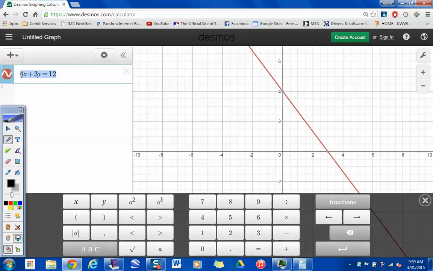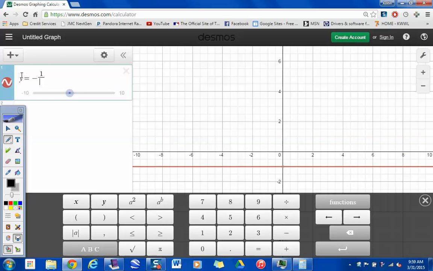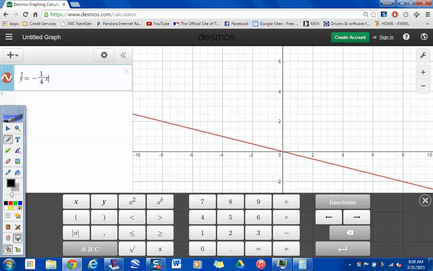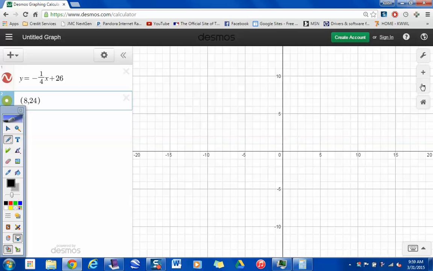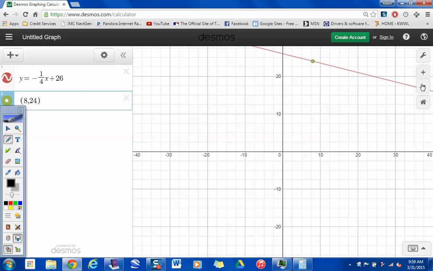What was the equation we came up with? Y equals -1/4 x plus 26. Through which point, Brianna? 8, 24? Yeah. If I've done this correctly, shouldn't that point lie on the line? Well, I don't see anything, so you'll have to zoom out a bit, won't you? Keep zooming. Oh, wow. Check it out. Worked, didn't it? Guys happy with that? Okay.